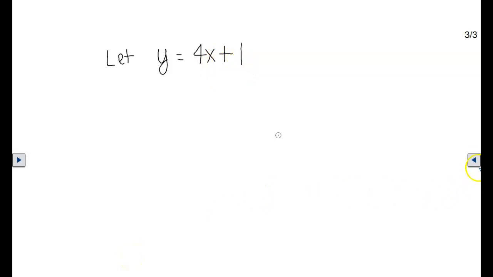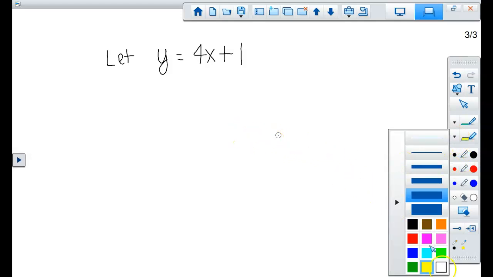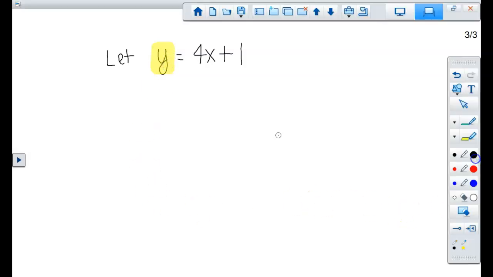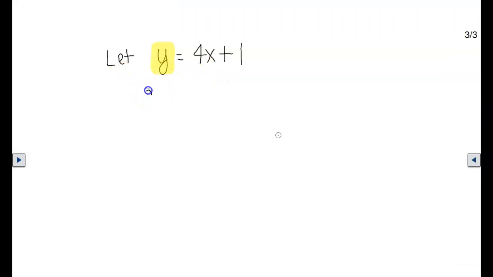Now, what we just said over on that other board is that this y that we see right here is the same as f of x. So if I let y equal 4x plus 1 and I know those two things are equal, then I could rewrite this as f of x, a function of x, is equal to 4x plus 1. So because y and f of x were equal to each other, they are interchangeable in problems. So I can replace this y with that f of x that I talked about just a second ago.